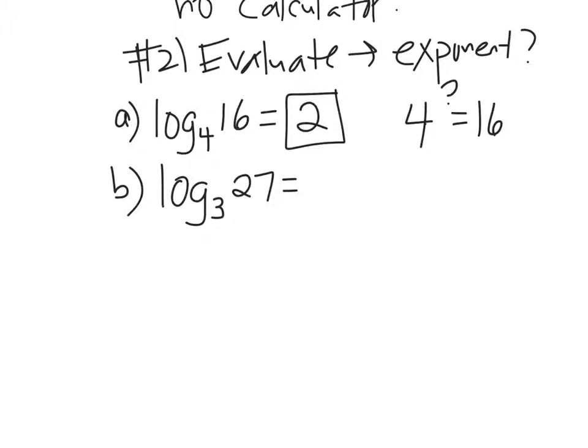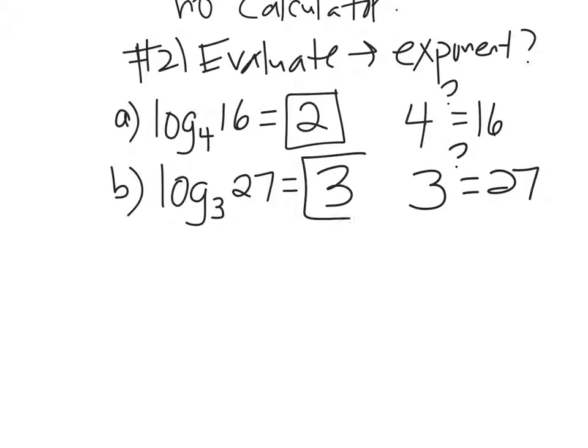Okay, so this is what we're doing. 3 is the base. To what exponent gives me 27? Write that down every time. That's going to help you. So when you evaluate a log, you're finding the exponent. And what would that exponent be? 3. Yes. The answer to that is 3.